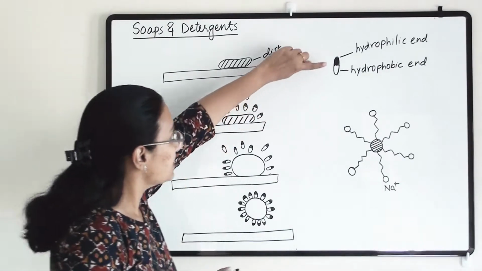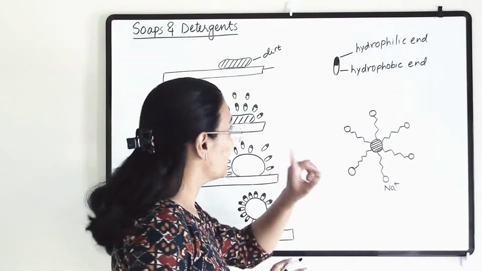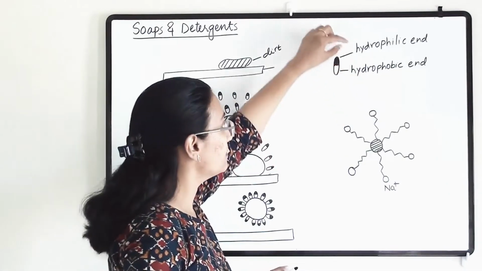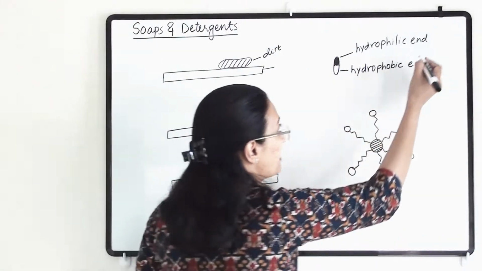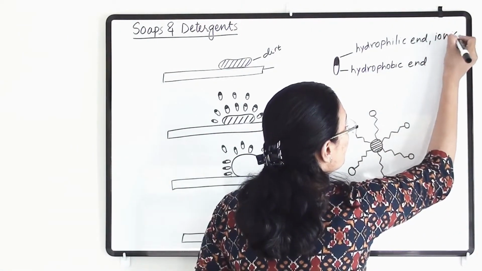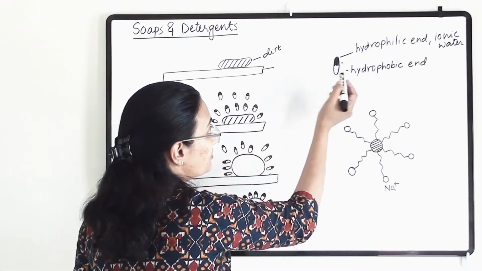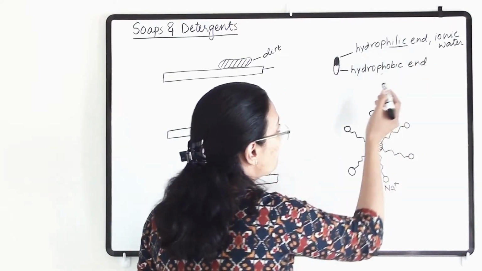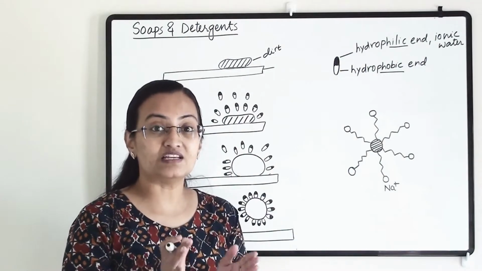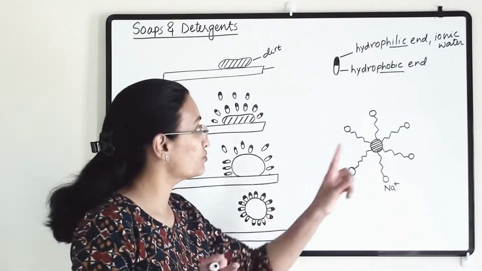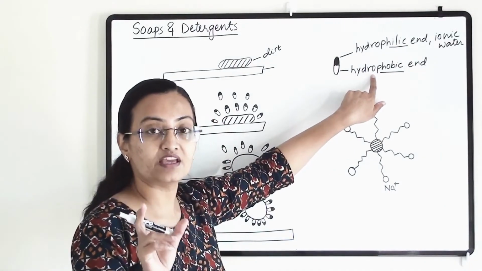But this is a soap molecule which has two different ends, that is, one is the hydrophobic end and the other one is the hydrophilic end. Hydrophilic end means the ionic end, and it is interacting with the water in which it remains dissolved. So that's why it is the hydrophilic end. Whereas this end is the hydrophobic end. Phobic means it will stay away. Hydro means water, so hydrophobic means it will stay away from water.